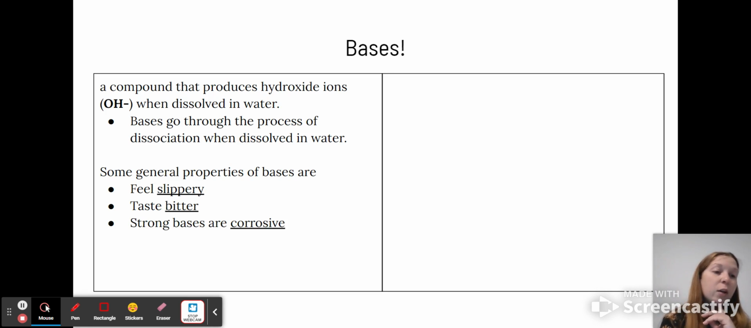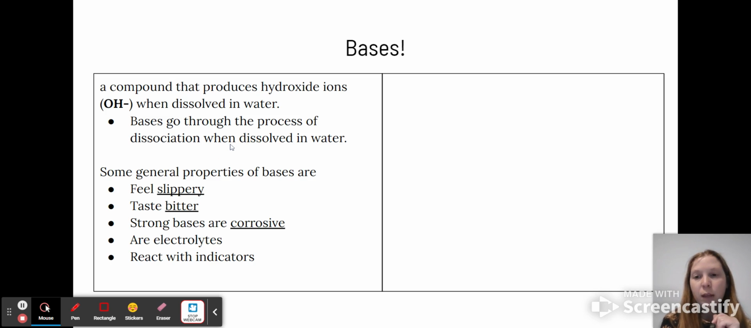Strong bases are very corrosive, so they will break down metals, woods, and tissue. They are electrolytes when dissolved in solution. And they do react with indicators to produce a different color change than acids do. Again, it's all dependent on which indicator you're using at the time.